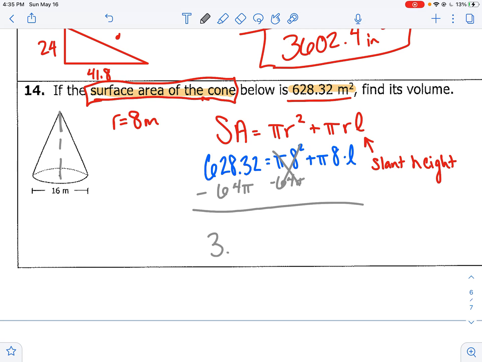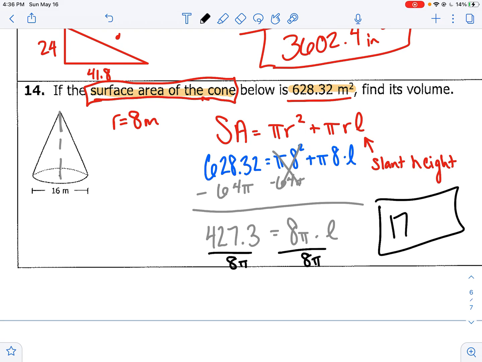I would get 427.3 equals 8 pi times the slant height, and then I see multiplying, so I'll divide to get rid of the 8 pi. That divided by 8 pi would get me 17. So my slant height would be 17 meters.